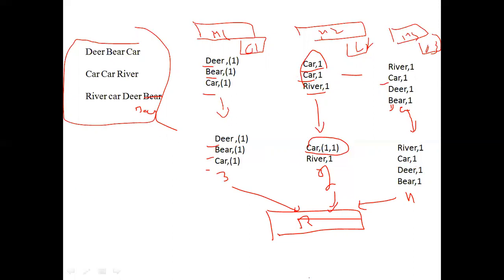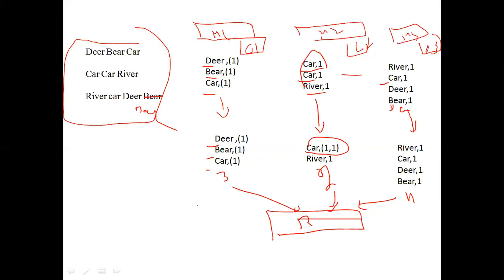The duty of this combiner is that at the mapping phase itself, it will do the shuffling and sorting. The combiner can be called a mini reducer. Why? Because before the output of mapping is given to the reducer, the combiner is trying to combine the key comma value pairs. Same key pairs are combined with one another. That is the duty of this combiner.